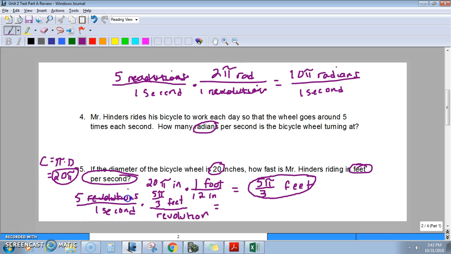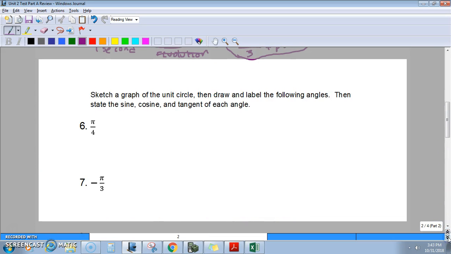So how many feet per second is he traveling? He is traveling, if I do the multiplication here, 25 pi over 3 feet per second. And I will be doing another video with some extra questions about this. There'll be a question just like these two on the test. All right, what is next?